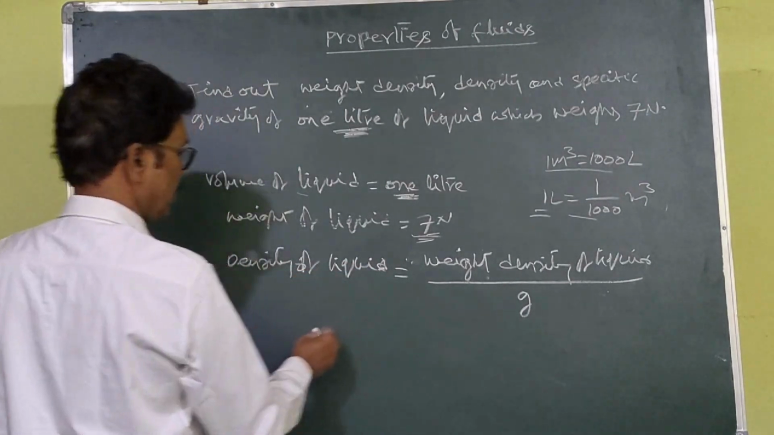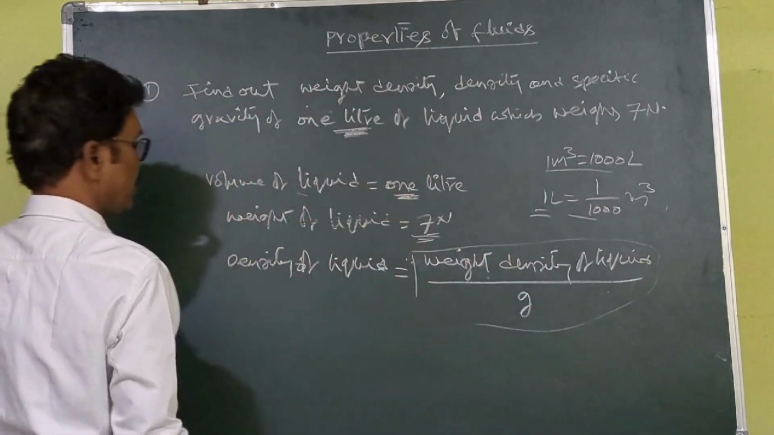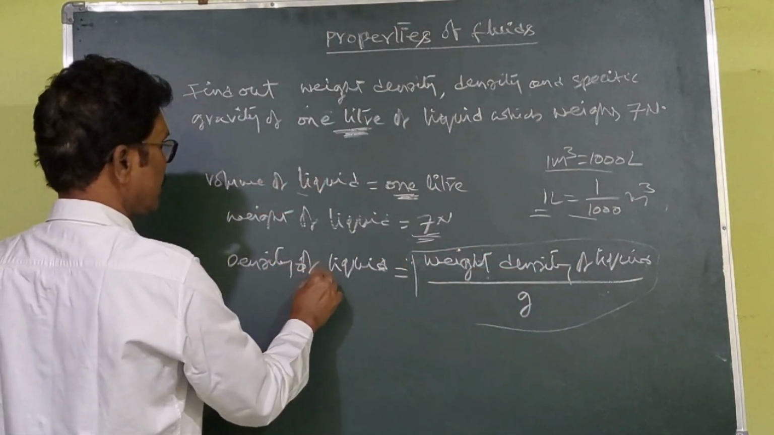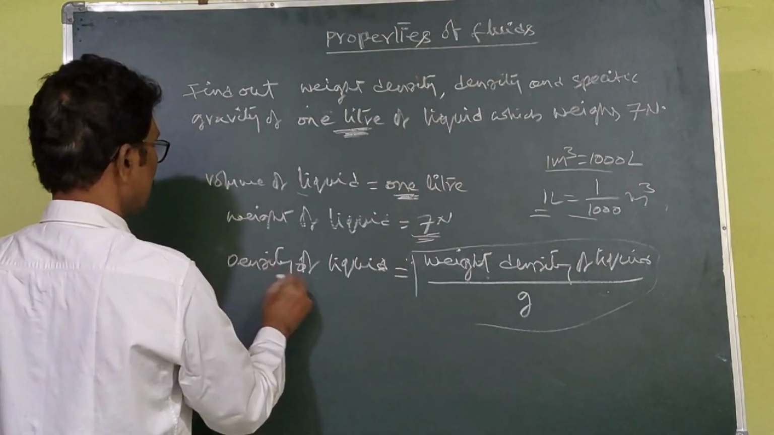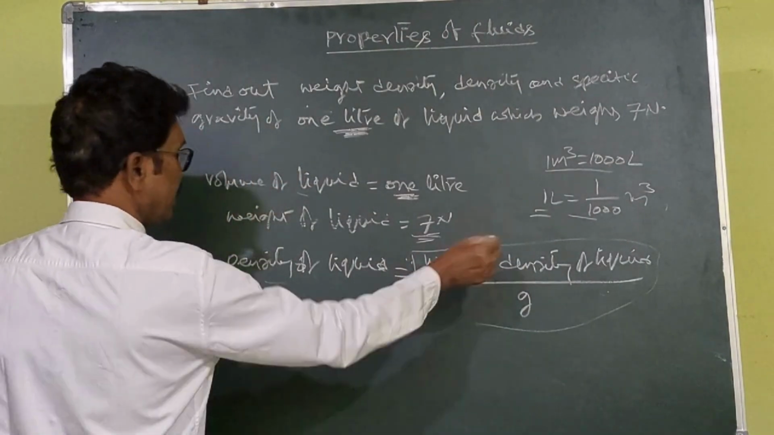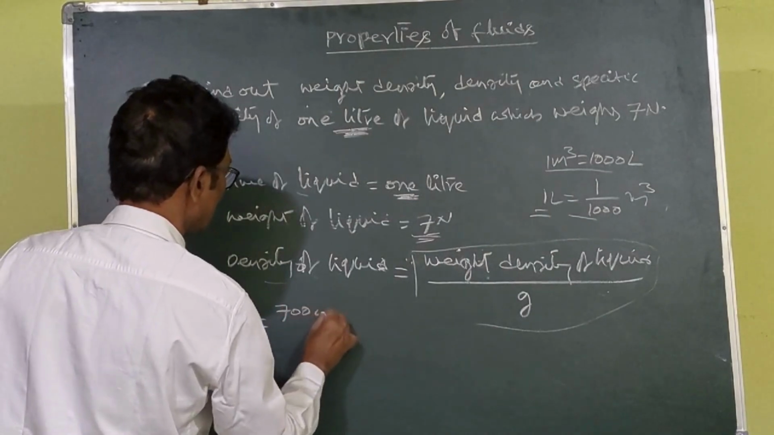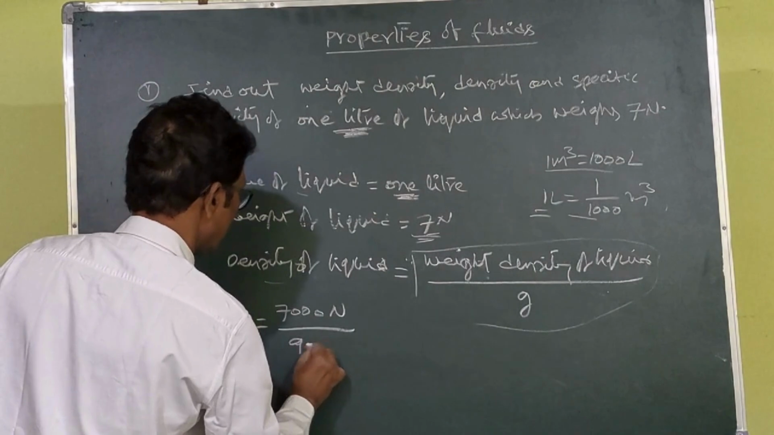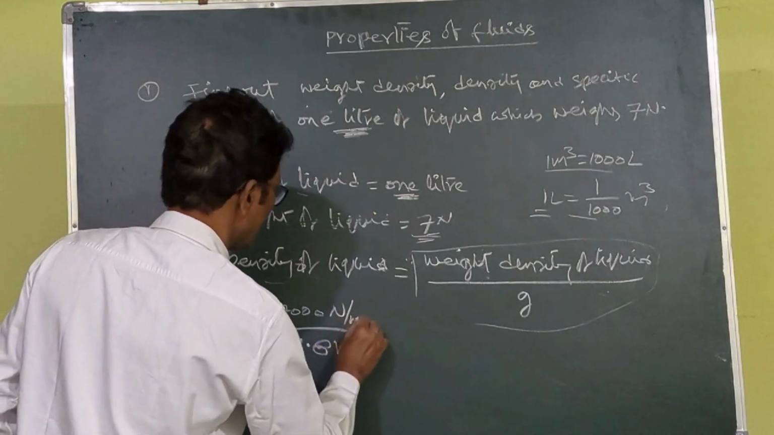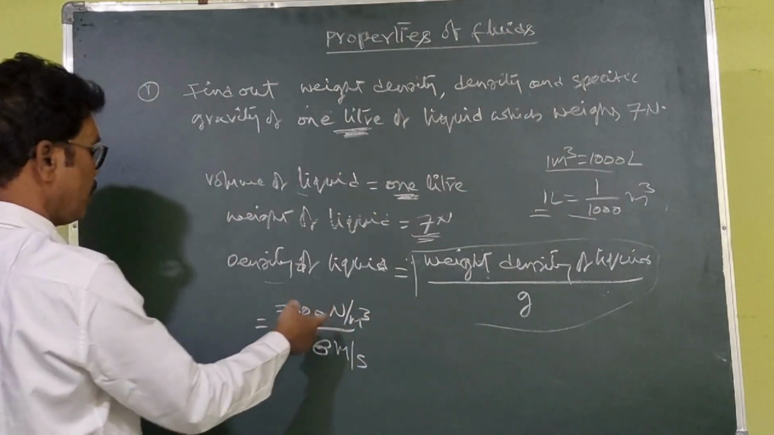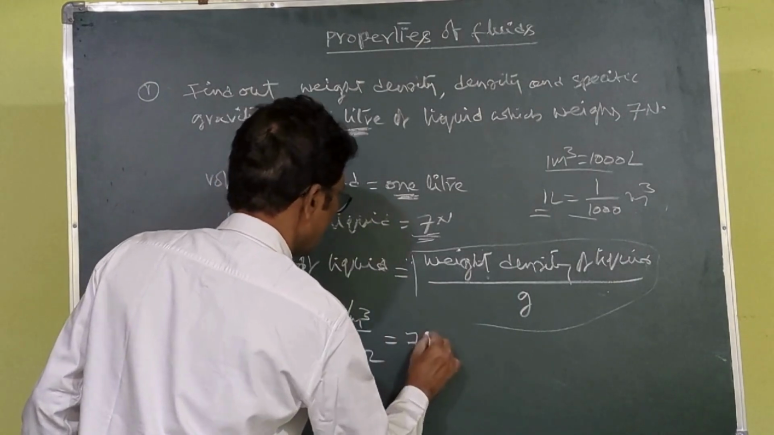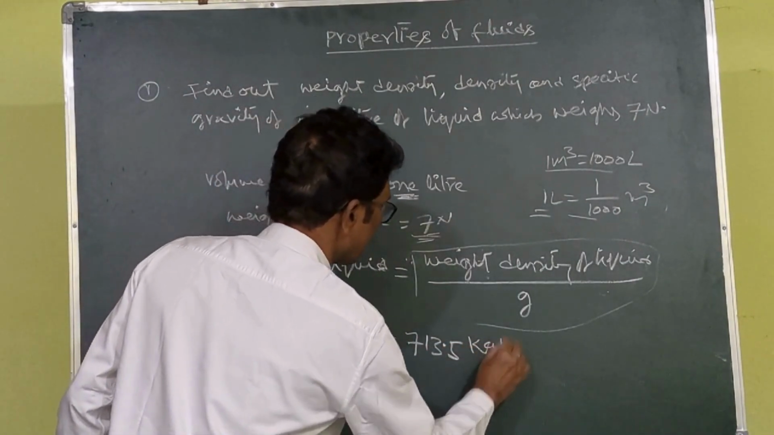From that relation I developed this relation. So weight density of liquid equal to mass density of liquid into acceleration due to gravity. From that, density of liquid is equal to weight density of liquid divided by g. This is equal to weight density, which we already found out, 7000 newtons per meter cube, divided by acceleration due to gravity, g equal to 9.8 meter per second square. This is equal to 713.5 kg per meter cube.